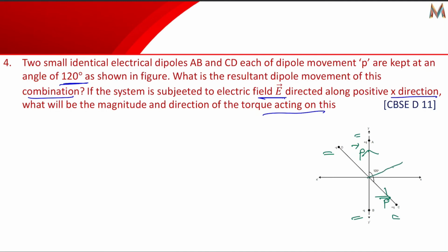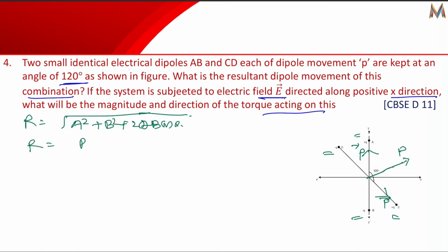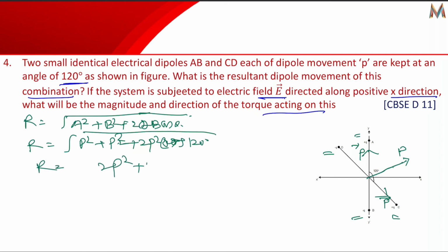So its resultant dipole, from the vector we can find, will be along this, and this will be equal to p. Let us see how. We know the formula for the resultant: square root of a square plus b square plus 2ab cos theta. Here we can put R equals the square root of p square plus p square plus 2p square cos 120 degree. If you solve this, R equals the square root of 2p square plus 2p square cos 120 degree. If you solve it, it finally will give you p.